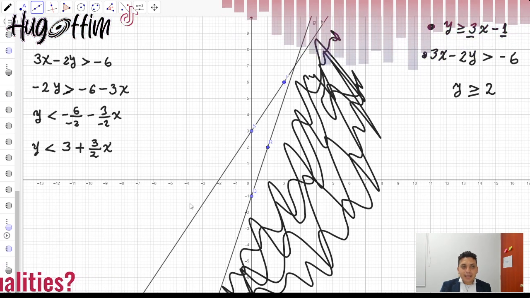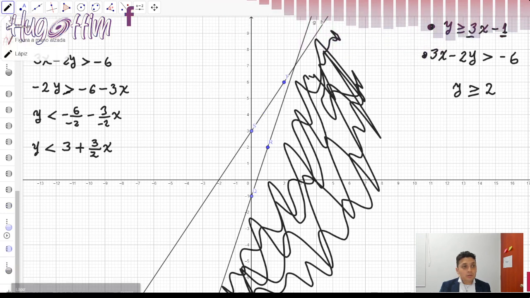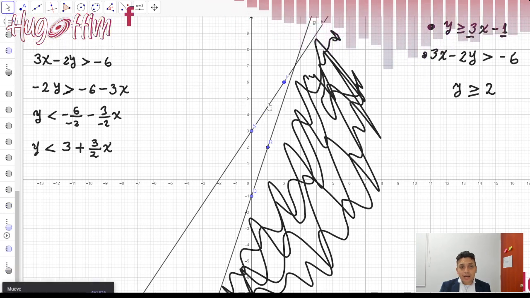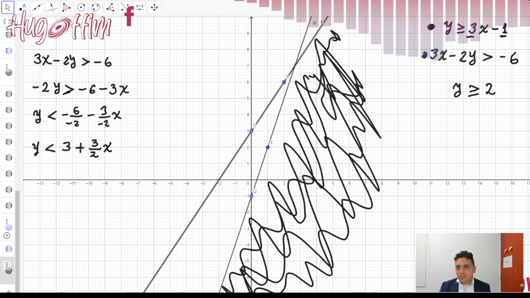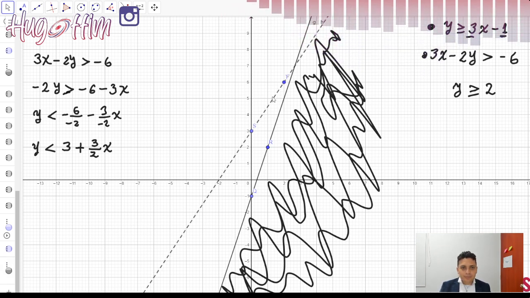And I have my line. Now what you should keep into account is that in this case, the line is less than, not less than or equal. So I'm not going to do a solid line, but I'm going to have a dashed line. Correct. So now I'm going to do a dashed line, because it's less than.